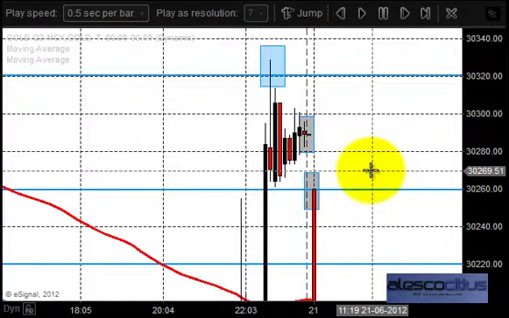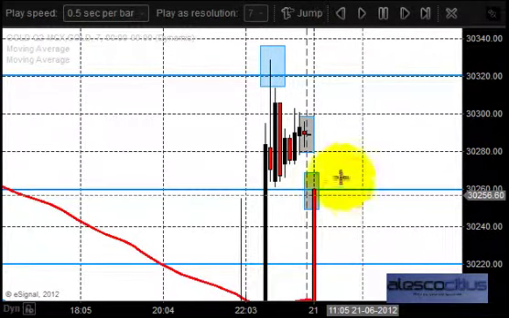Good morning. In this presentation, we are going to see how we can trade in MCX Gold today. Before looking into that, let us see what happened yesterday and what we expected yesterday. Yesterday, gold market opened around 30,260.